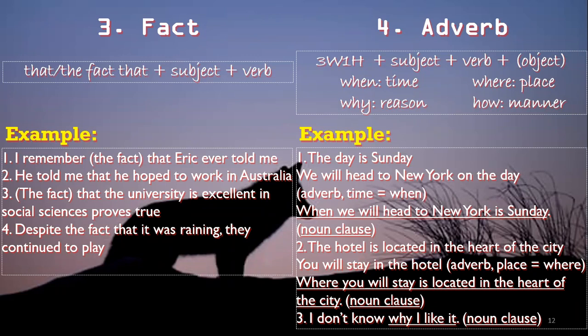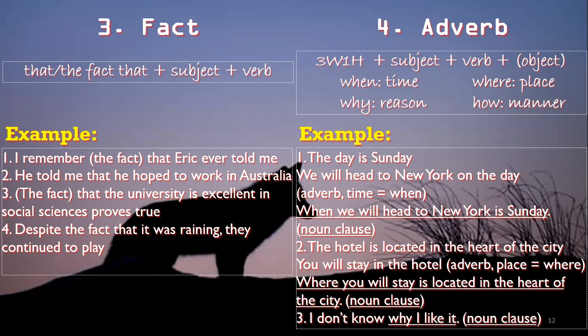And then for the fourth type, the formula is 3W and 1H plus subject plus verb plus object. And there are four kinds of adverb: for time, for reason, place, and manner.